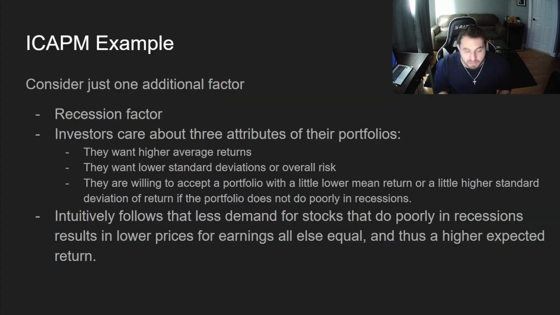And this intuitively follows that less demand for stocks that do poorly in recessions results in lower asset prices, all else being equal, thus higher asset returns. I think that's intuitive. I really do. ICAPM is controversial in my circles. I really don't know why. I think it's very intuitive.